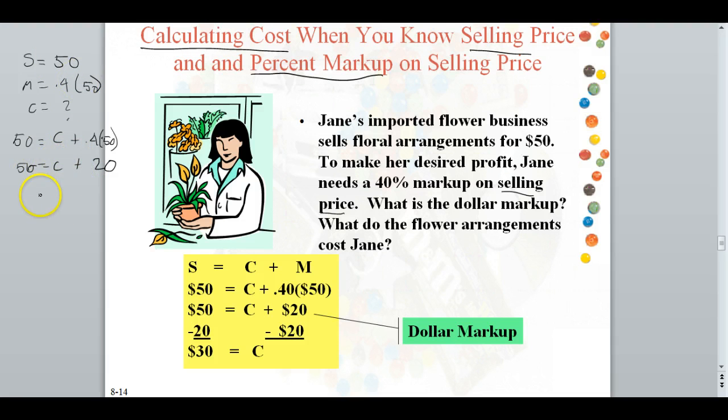So let's isolate our C. 50, take 20 from it, 30 equals our cost. So what is the dollar markup? The dollar markup we solve for is right here. Our 40% times our selling price, that's the dollar markup on the selling price, $20. And then they cost us $30.